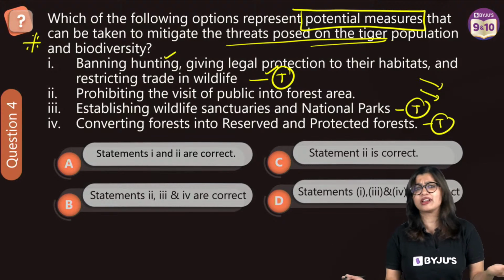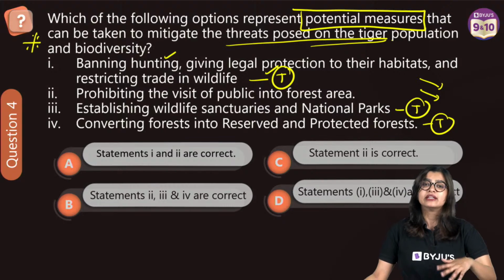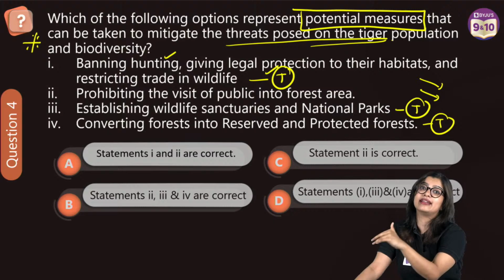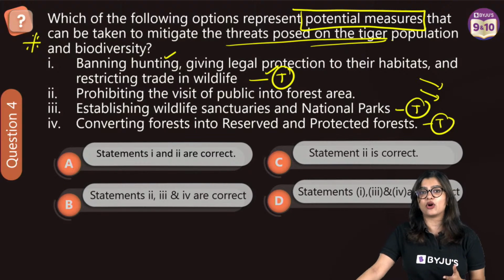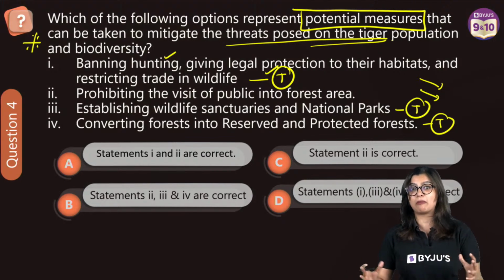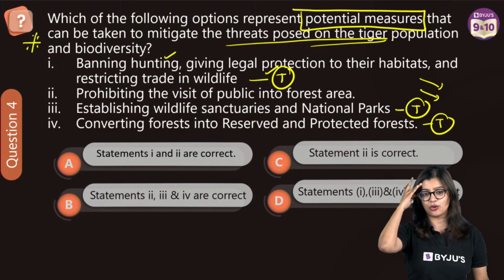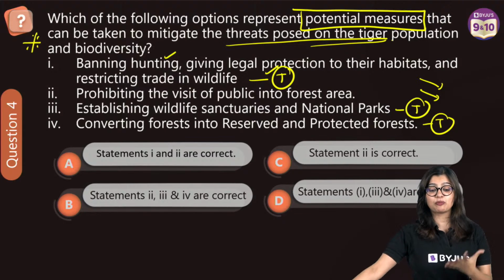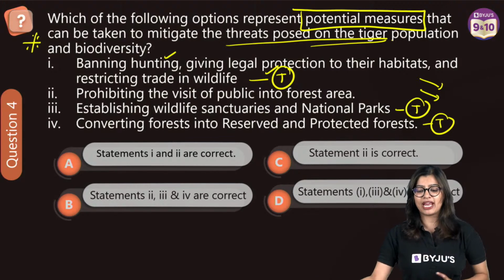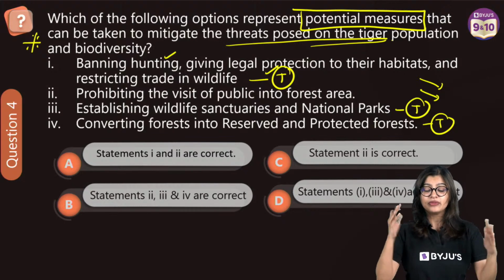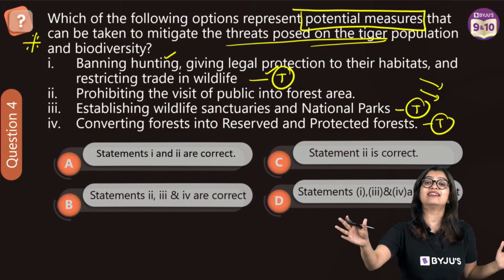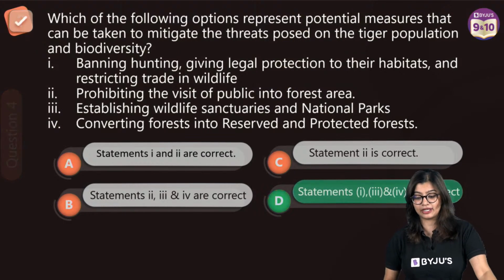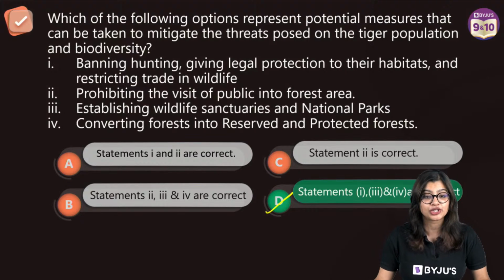But here, making sure that people don't enter the forest area, right? See, the public visiting a forest area is not something that is going to help you tackle the declining population of tigers. Now, don't confuse public with, ma'am, that public could be one hunter also, how do you know? That is where you will overcomplicate it. Think of it normally. So prohibiting the visit of public into the forest is not a measure per se that will be taken to tackle the threat on the population, which is why 1, 3 and 4 are correct statements. So the correct answer here is option D.